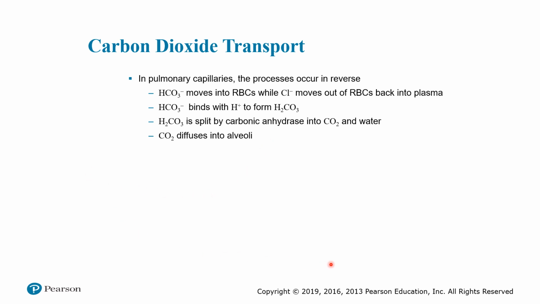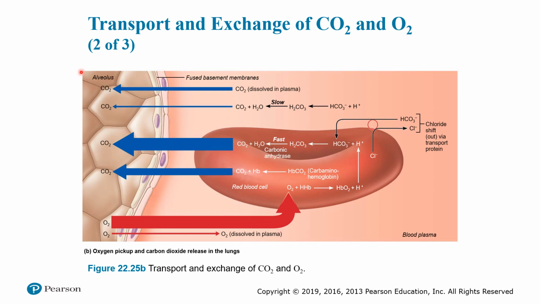Let's see it in the diagram so it can be more clear. Now let's see what is happening at the level of the lungs. Let's orient ourselves. This is the alveolus, and this is the pulmonary capillary. Why am I calling it pulmonary capillary? Because it is present at the level of the lung, with the alveolus.